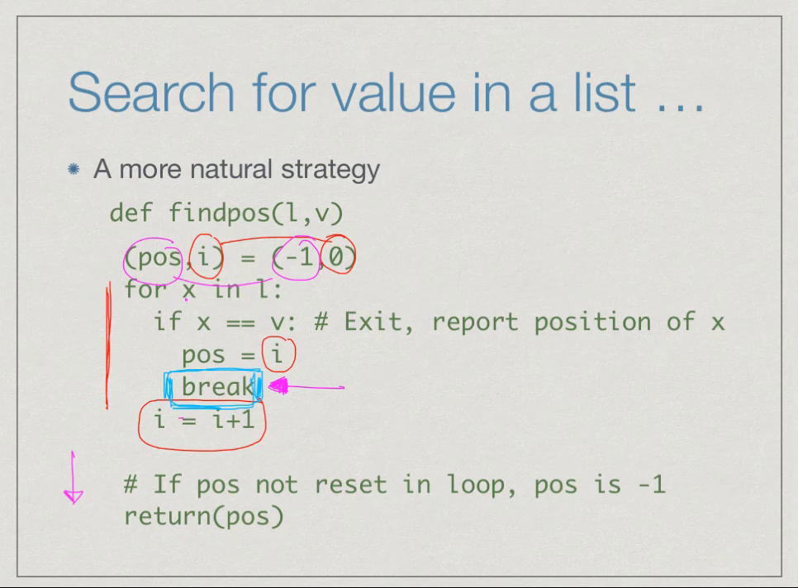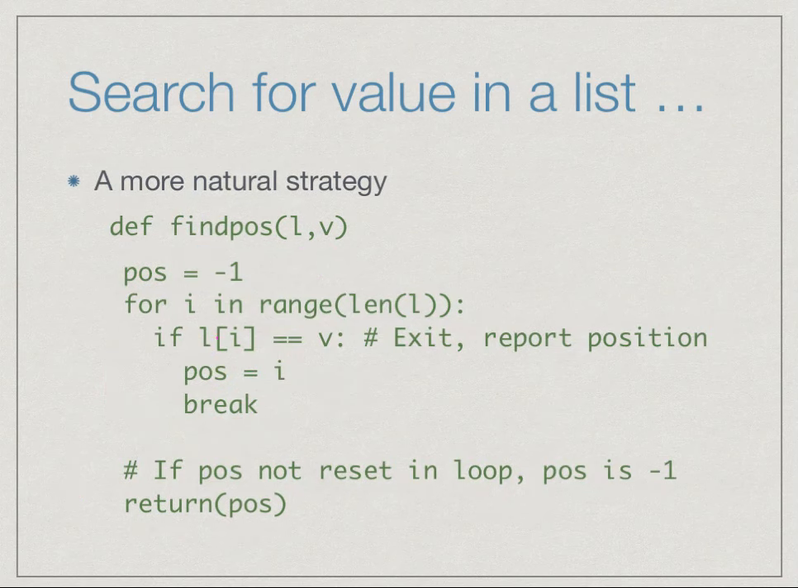Instead of scanning x, it is actually better to scan the positions. So it's better to say pos is -1, but instead of going through x in L, it's better to go through i in the range 0. Remember, this is implicitly 0 to the length of L minus 1. So we go for i in the range 0 to length of L.